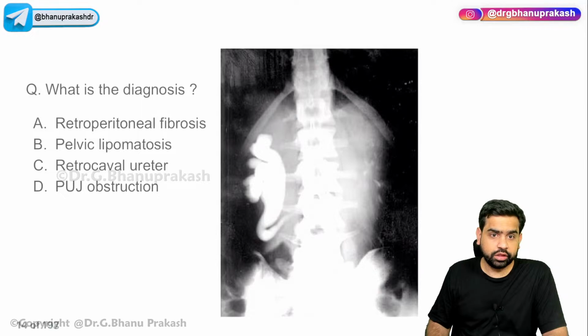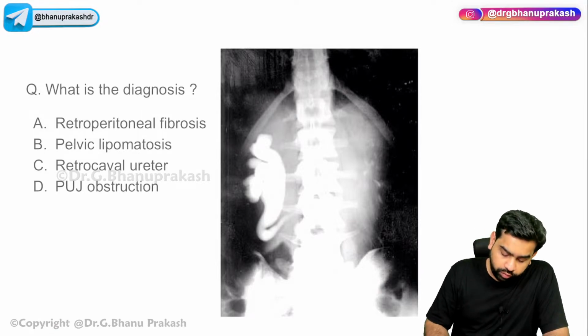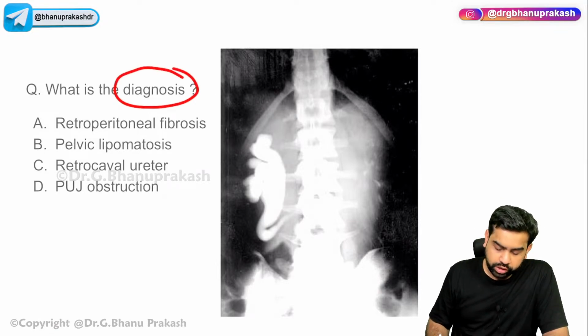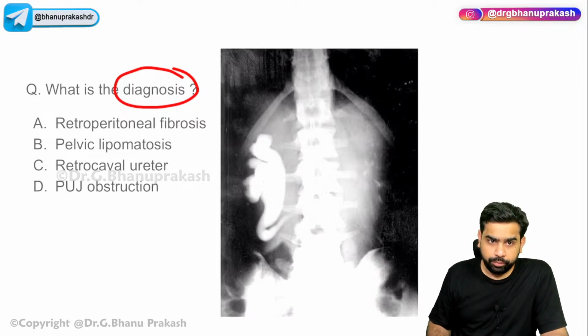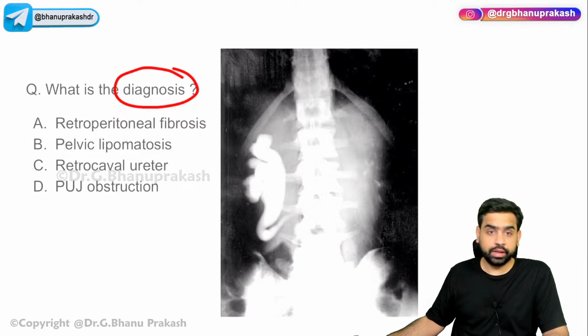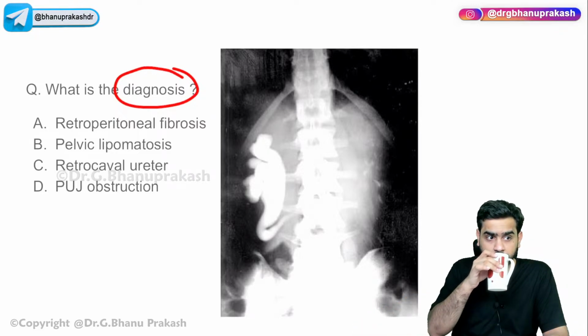Okay, now let's talk about this particular thing. What is the diagnosis of this particular patient? Is the diagnosis retroperitoneal fibrosis, pelvic lipomatosis, retrocaval ureter, or PUJ obstruction? So what do you think? What is the diagnosis of this particular patient? Yes, hydronephrosis can be seen, PUJ obstruction. What else?